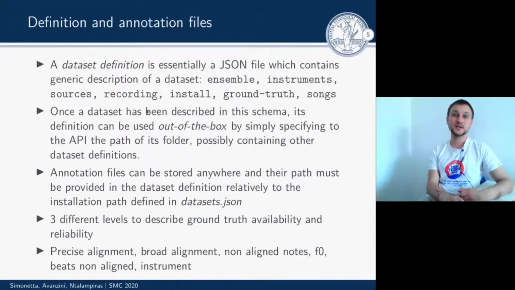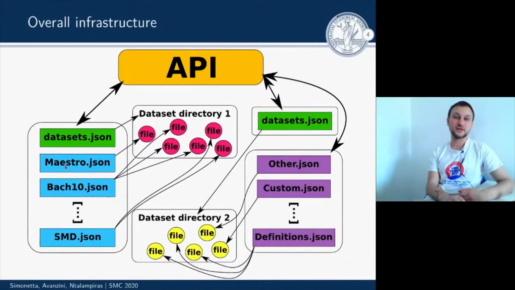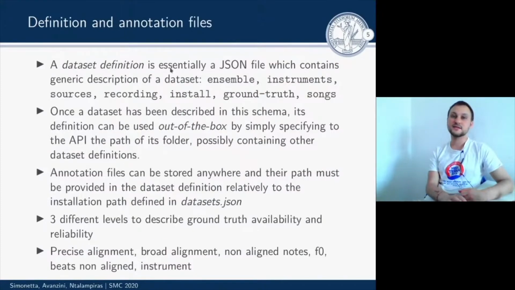Dataset definitions, so these are other custom definitions and Maestro, Backend, and SMD. A dataset definition is essentially a JSON file which contains a generic description of a dataset. These are some examples of fields contained in a dataset definition. For instance, we have the ensemble. It can be true or false if the dataset contains ensemble music pieces or not. Instruments, the list of instruments used, the recording format, the installation command needed to download the dataset, the ground truth type contained in the datasets, and the list of songs with other attributes.